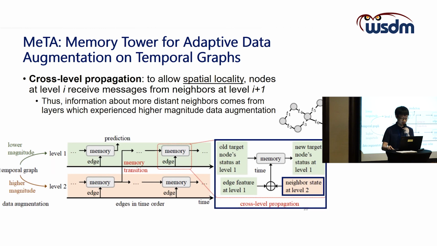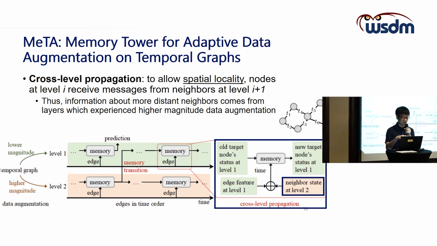Just to return to the previous example, let's say that you are passing messages to this node here at the top. This is the 1-hop neighborhood, the 2-hop neighborhood, and the 3-hop neighborhood. If you imagine that we have a tower of more than 2 layers, say 3 or 4 layers, then the information from the 1-hop neighbors will always come from level 2 of this tower. The information from the 2-hop neighbors will come from level 3, and the information from the 3-hop neighbors will come from level 4, and so on.